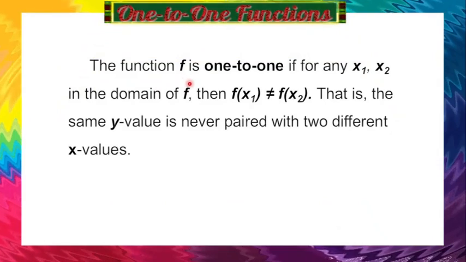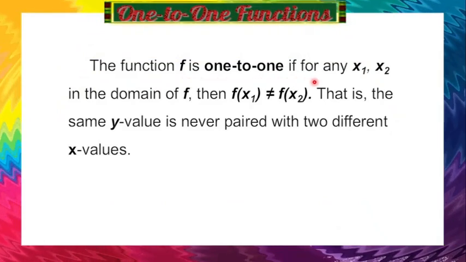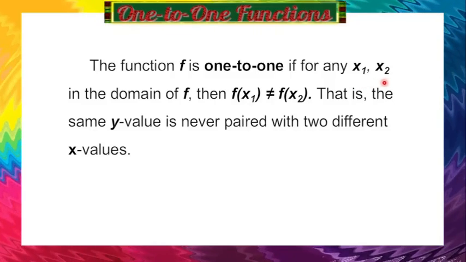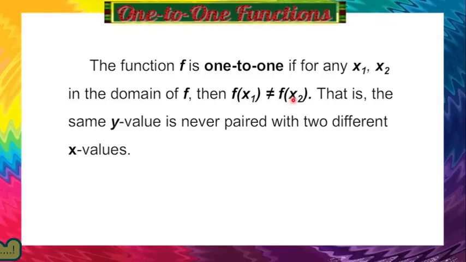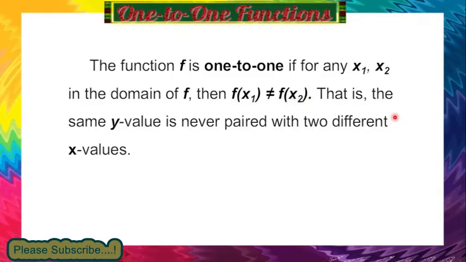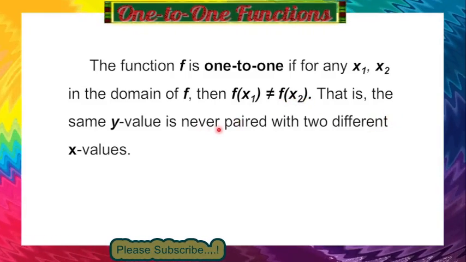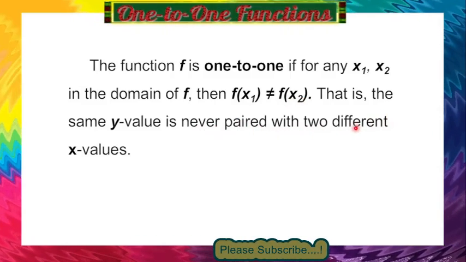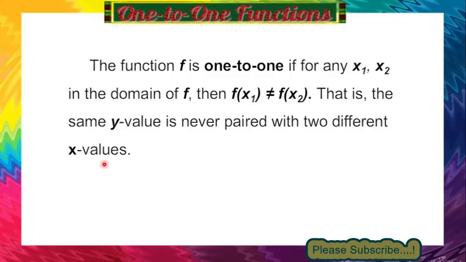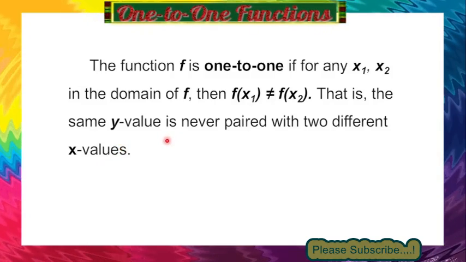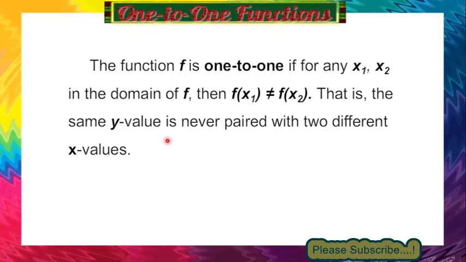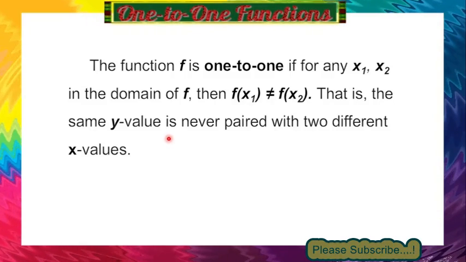A function f is one-to-one if for any x sub 1 and x sub 2 in the domain of f, f of x sub 1 is not equal to f of x sub 2. That is, the same y value is never paired with two different x values. Remember that last statement: the y value is never paired with two different x values. So always take note of that.